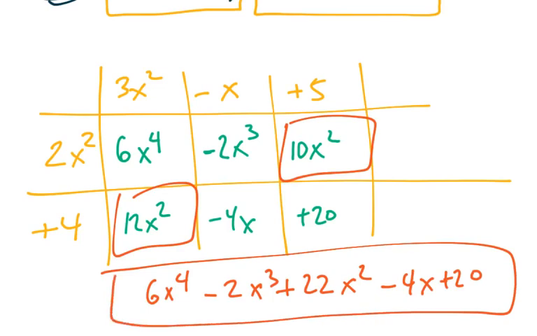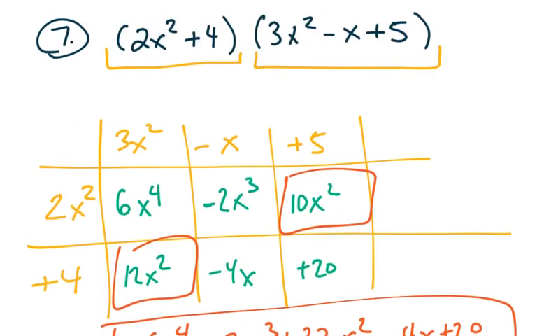And that is my final answer. So you can see the box method. You can use the other methods if you want, but I find that the box keeps it organized, and I would encourage you, if you're ever doing a 3x2, to use the box method.